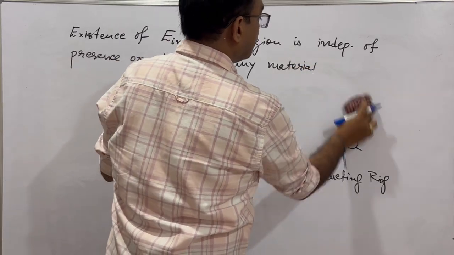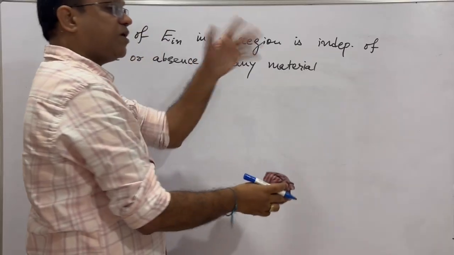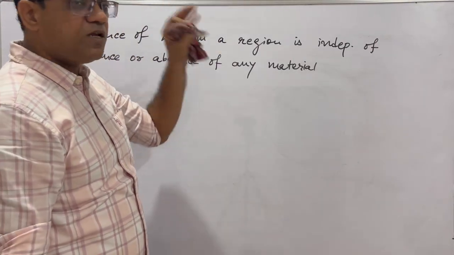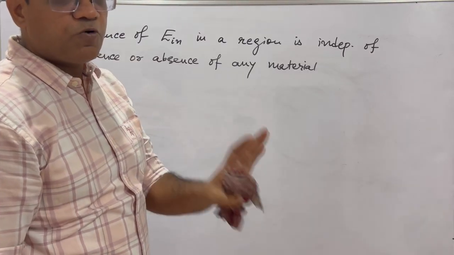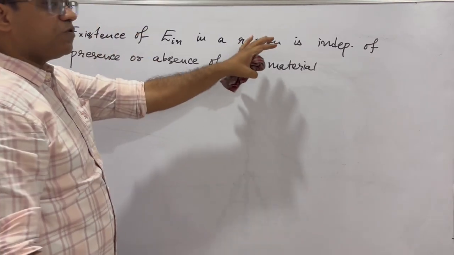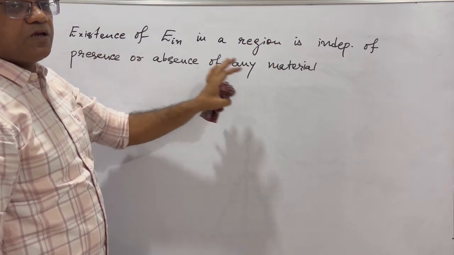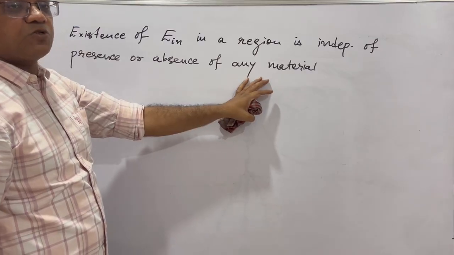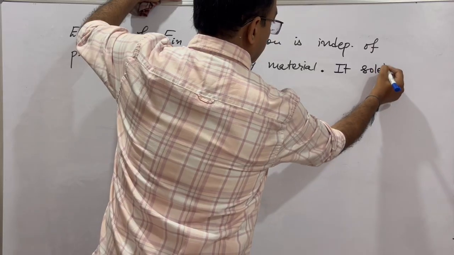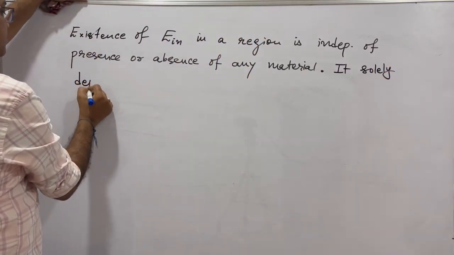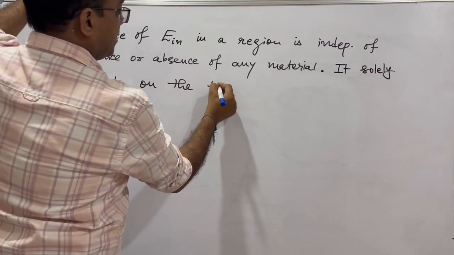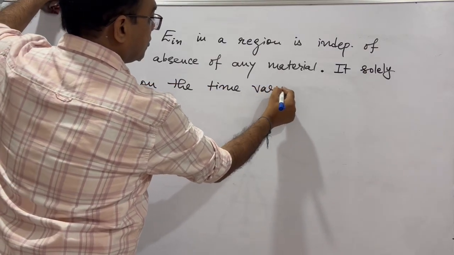Forget the conducting or non-conducting. I am saying any material, whether the material is present or not, the induced electric field will still be there, provided the time varying nature of the magnetic field is there. Existence of induced electric field in a region is independent of the presence or absence of any material. It solely depends upon the time varying nature of the magnetic field.